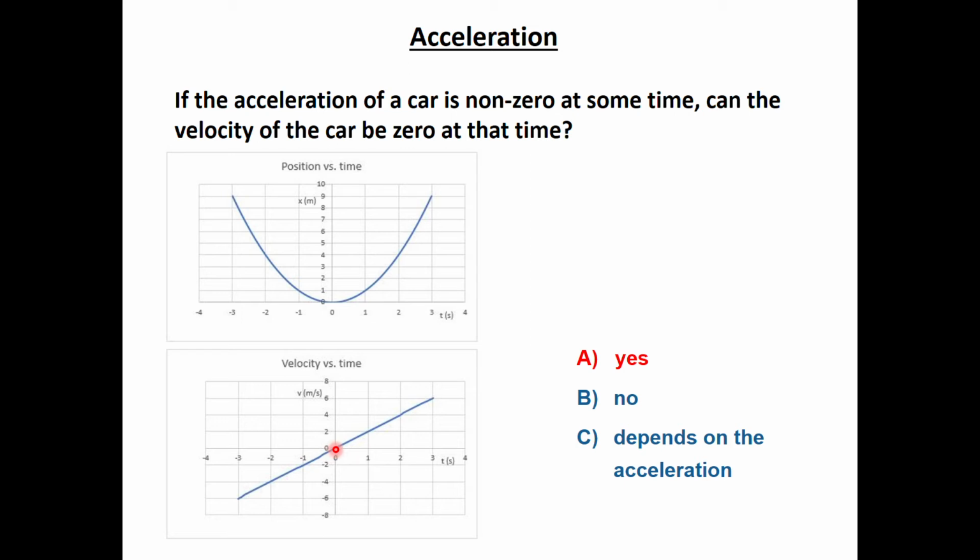Is it possible that the acceleration could be non-zero at that time? Well, yes, the acceleration is non-zero because the acceleration is the slope of the tangent line of the velocity versus time graph. And the slope of the tangent line right at this point here is clearly positive. So that's a graphical situation.